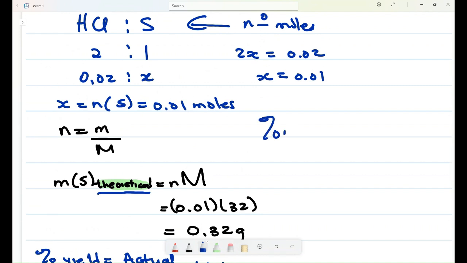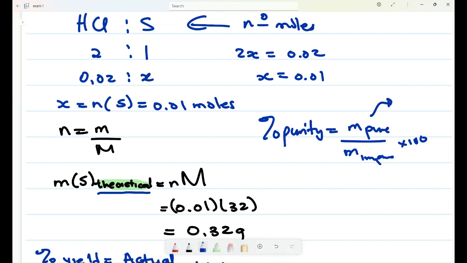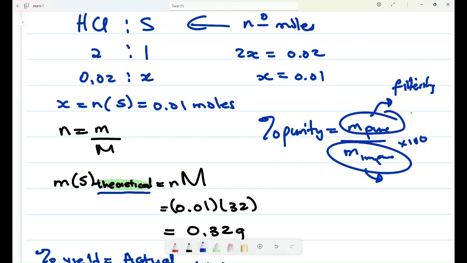It is the same as percentage purity. The mass that is pure will be less than the mass that is impure, times 100. Why? Because the pure one is the one they get after filtering. On this question in percentage purity, they give you the impure mass and ask you to find the pure.